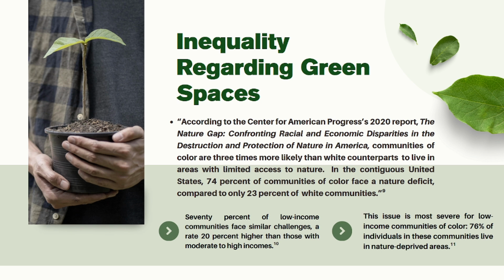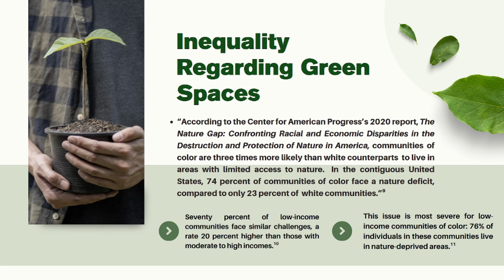And 70% of low-income communities face similar challenges, with a rate 28% higher than those with moderate to high incomes. And this issue is most severe for low-income communities of color. 76% of individuals in these communities live in nature-deprived areas. So this goes further to show how America has always been centered around wealthy white people, to put it extremely bluntly.